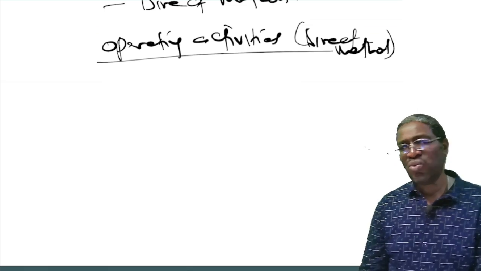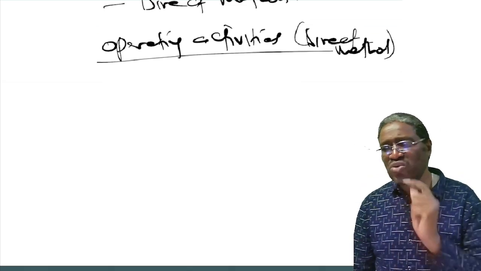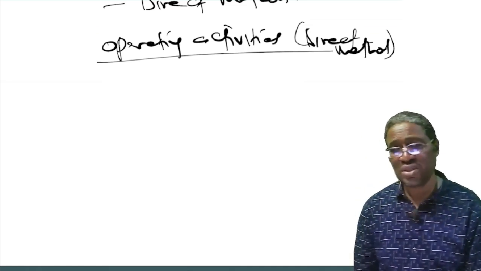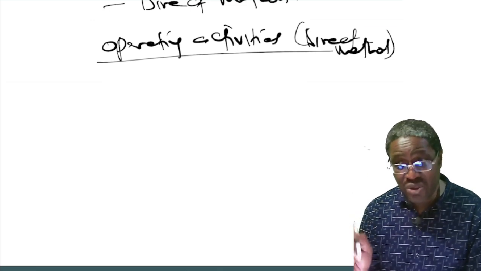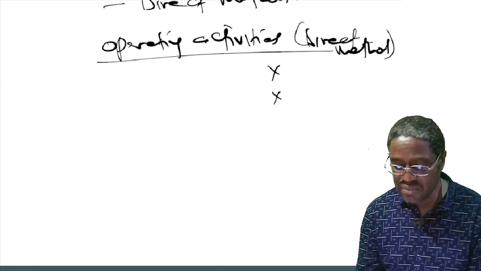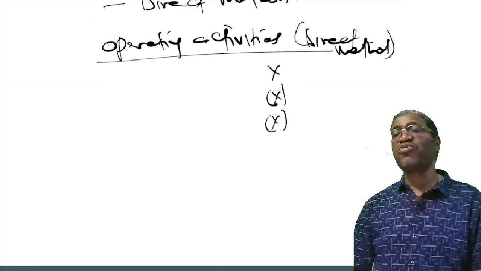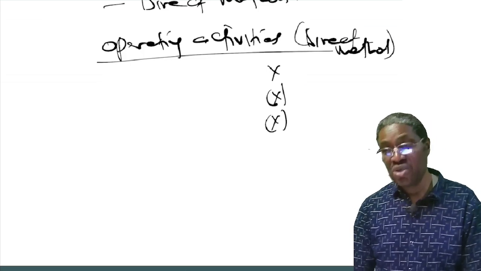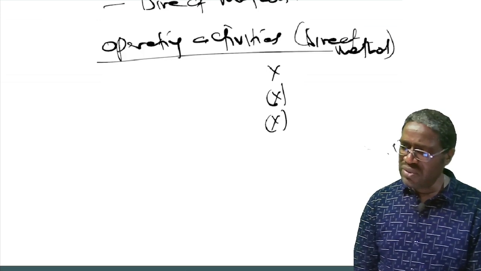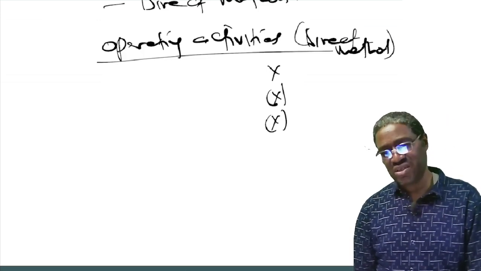Now, when it comes to the direct method, and you want to determine the cash flow from operating activities using the direct method, this second method is shorter. You only need 3 figures to get the cash flow from operating activities. One of them is positive, 2 of them are negatives.